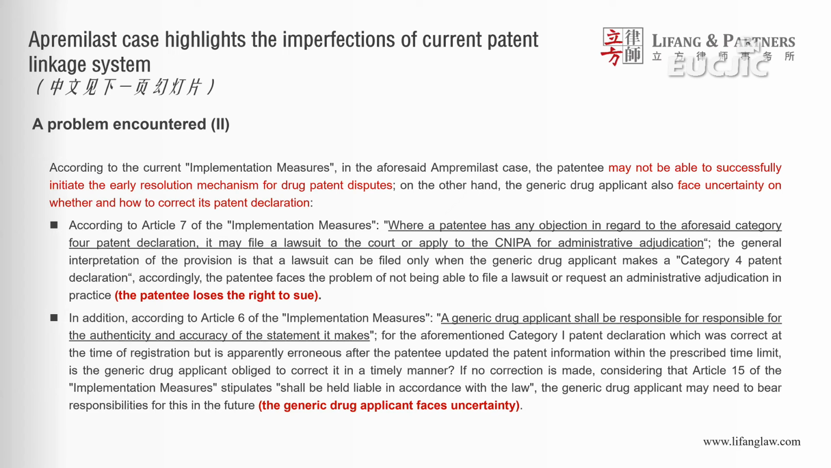And also the generic drug applicants face some uncertainties, because they are required to make sure the statement is accurate and authentic. And here, after the generic drug company filed an application, they realized the patent were listed on the platform, so they should make a different statement. But right now they are actually stuck in this process. They were told they have no way to change their patent statement.